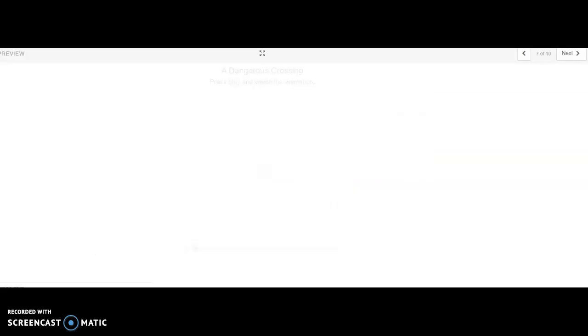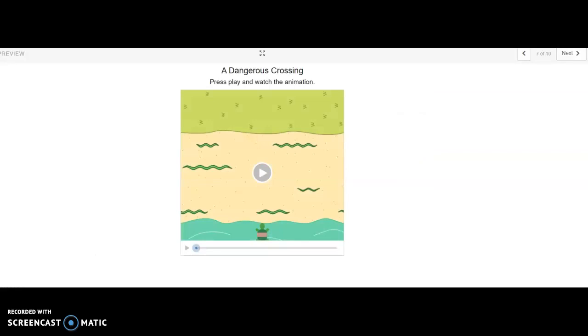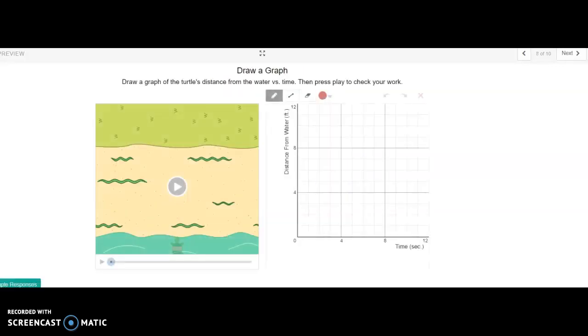I wanted to show you the next thing. This is now where you have to get this turtle through the sand without hitting any snakes. Here comes one. He's got to back up a little. And he's got to go forward. And he made it. Your job is to figure out what that looks like on a graph.